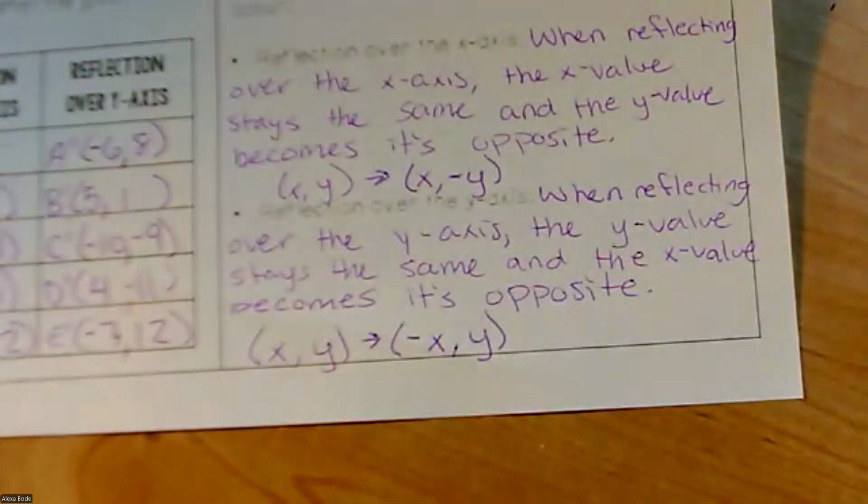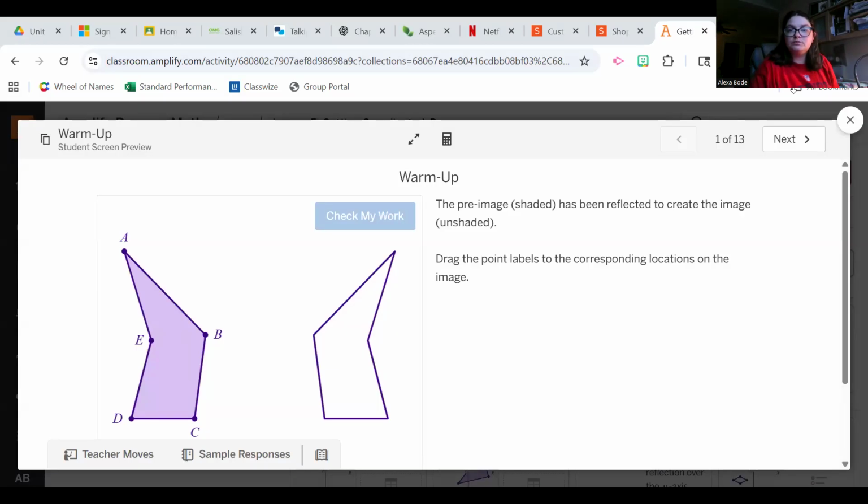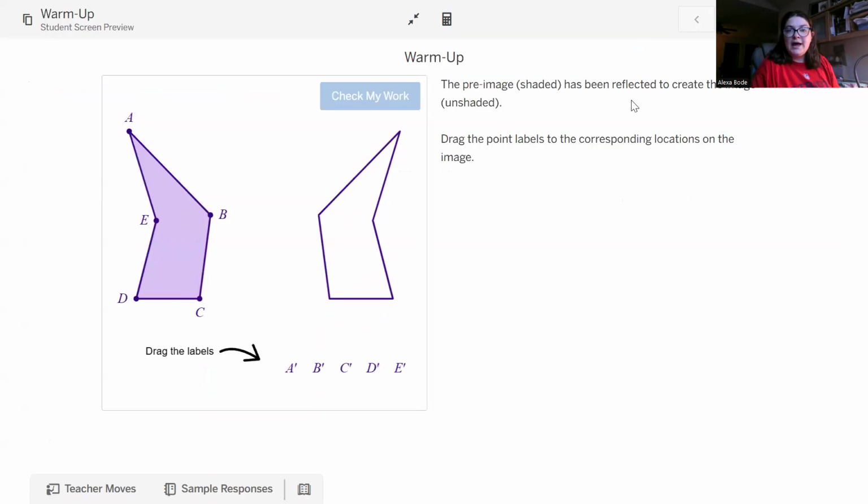Okay. So now we are going to look at the Desmos for today. This says the pre-image shaded has been reflected to create the image unshaded. Drag the point labels to the corresponding locations on the image. So remember, like I said in the notes, the points would also flip with it. And this shape, it's a lot easier to see because this very tip point is obviously going to be our A prime.